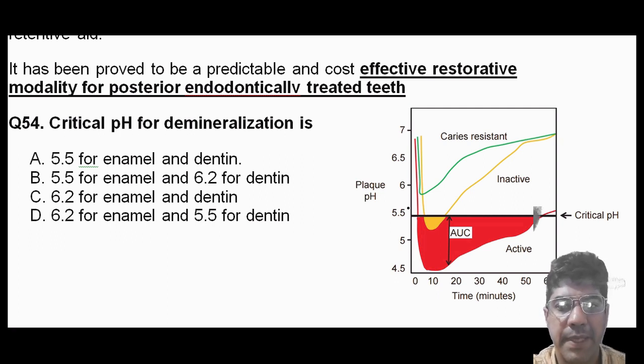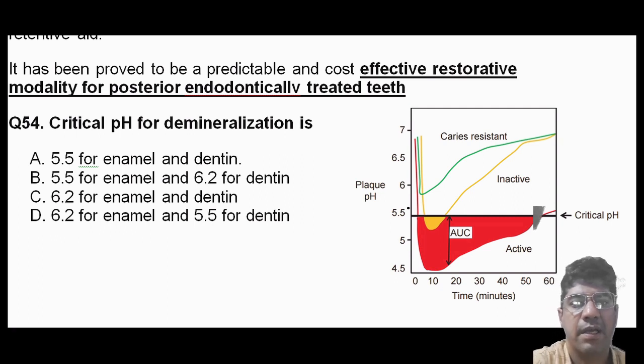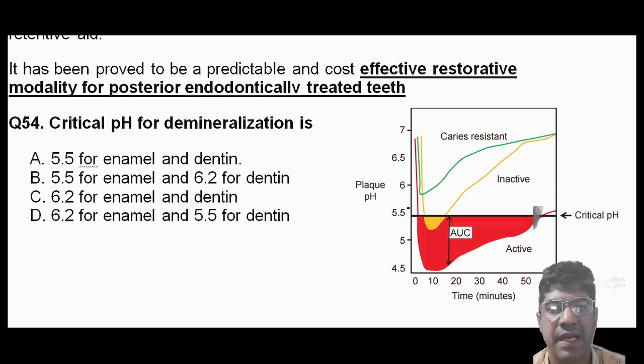So when the pH rises above the critical pH, typically during periods when acids are not being produced, or when the saliva helps to buffer and neutralize the acid, the minerals like calcium and phosphate from the saliva can be deposited back onto the tooth surface. This process is known as remineralization.